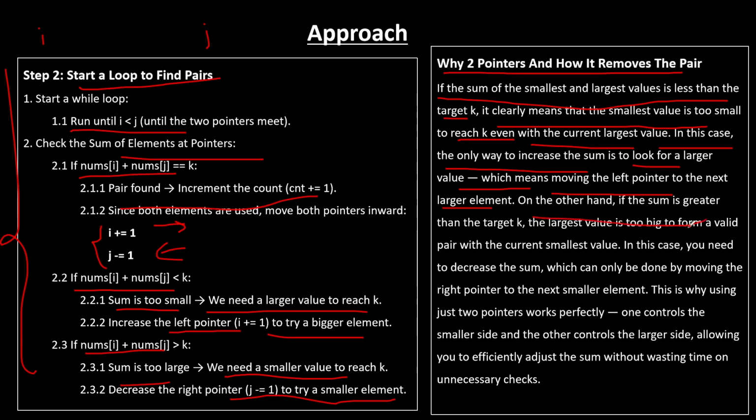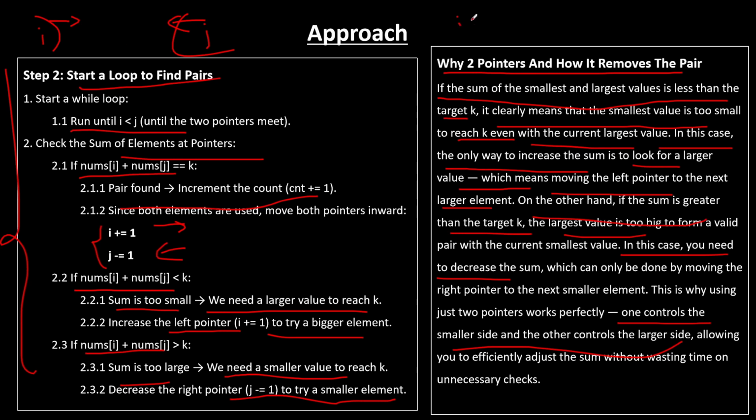On the other hand, if the sum is greater, we move the right pointer to the left side, right? We have to decrease the sum in this case. And after that, one controls the smaller side and the other controls the larger side. The i controls the smaller side, j controls the larger side, right? And whenever i moves ahead and j moves back, it is basically removing the characters from the array. We are assuming that values are getting removed from the array.